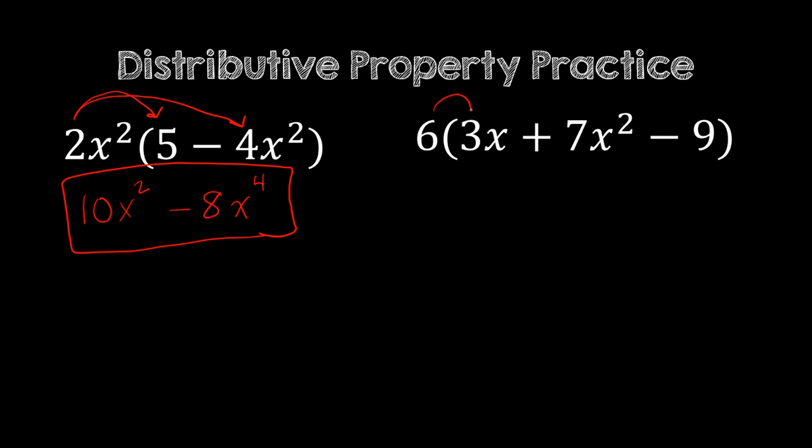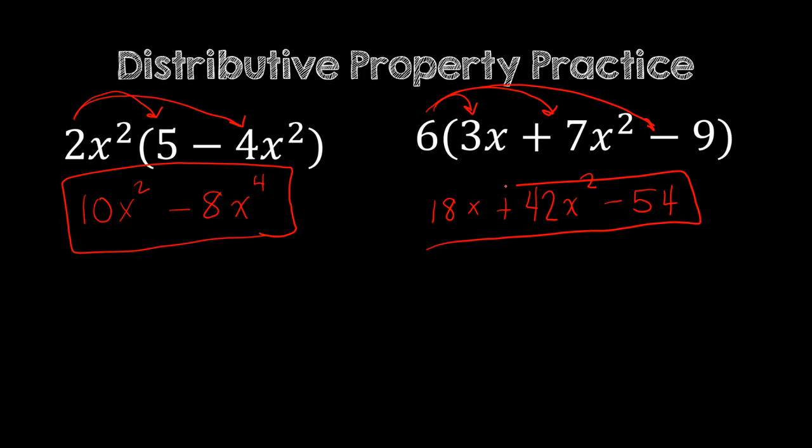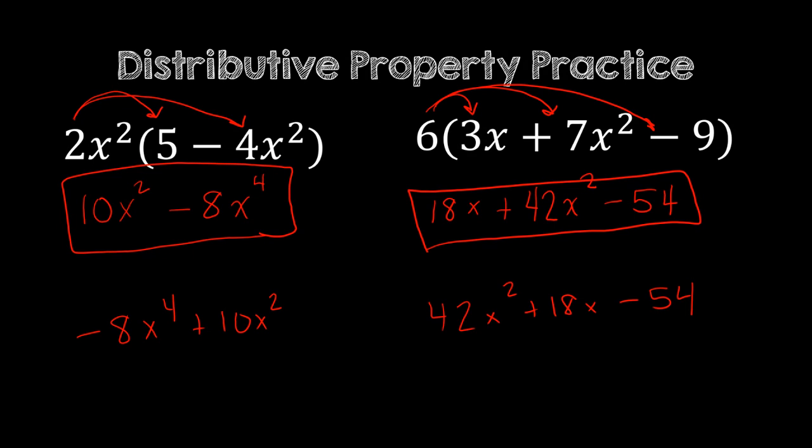Do the same thing here. 6 times 3 is going to give us 18x. 6 times 7 is 42. And notice we're keeping the powers the same. 6 times -9 is going to give us -54. These are our answers. However, if we wanted standard form, I would write it as -8x to the fourth plus 10x squared. Both of these are correct. 42x squared plus 18x minus 54.